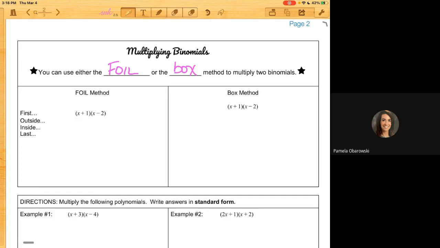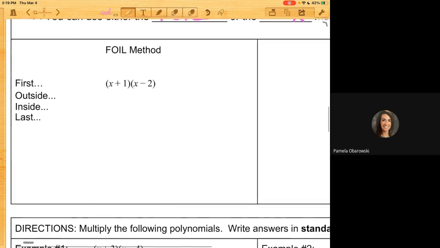So the FOIL method, what it means is we multiply together the first terms in each binomial. So let me zoom in a little bit here. We multiply the first terms, which would be this and this. So I'm going to draw an arrow from there to there. Those are the first terms. So x times x is x squared.